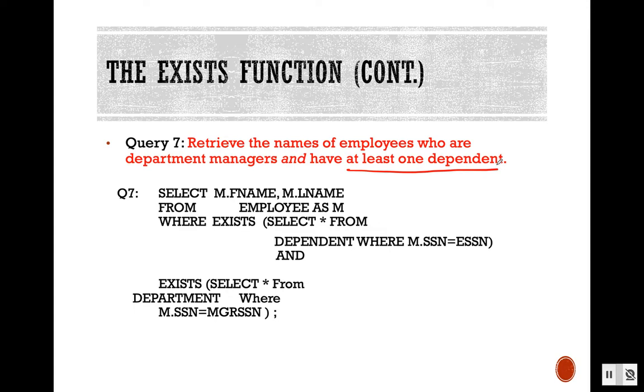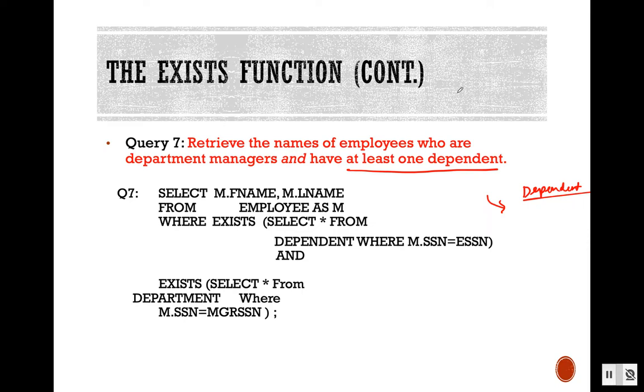How can we see whether an employee has at least one dependent? For each employee we can run another query to look at the dependent table, whether the dependent table has at least one record with the same SSN as the employee. That means that employee has at least one dependent.